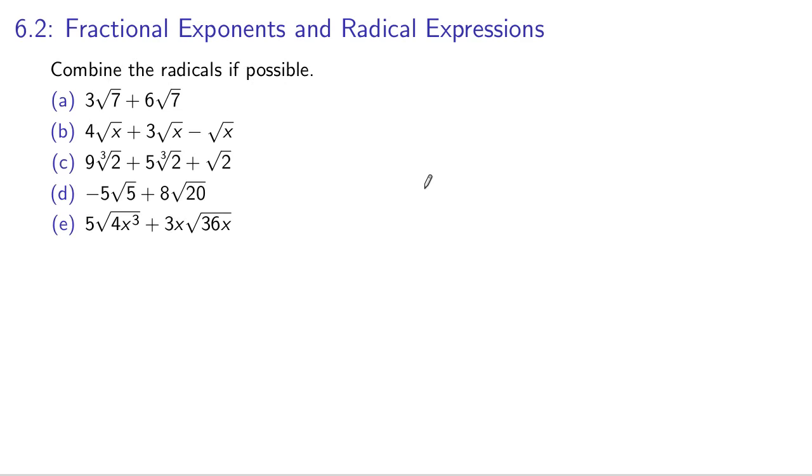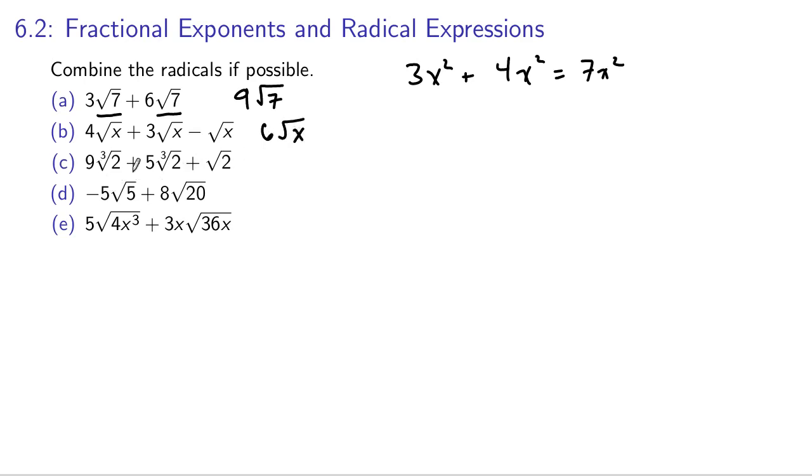Combine the radicals if possible. So this is some practice with addition. So just like 3x squared plus 4x squared equals 7x squared, we can add coefficients of the same radicals. So here we have the square root of 7. That's the same number. So we can add coefficients. 9 square root of 7. Here we have square root of x, same number. Add the coefficients. 4 plus 3, 7 minus 1 is 6.